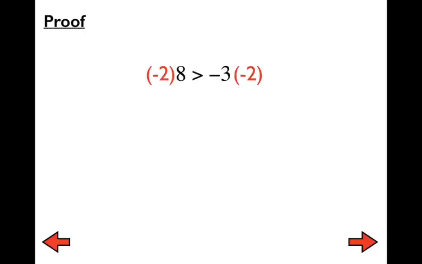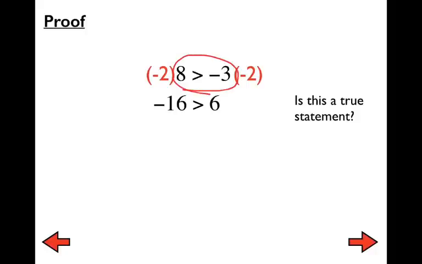But if I told you to multiply both sides of that true inequality by negative 2, on the left-hand side we would now have negative 16. On the right-hand side we would now have positive 6. We now have negative 16 is greater than 6. That inequality, however, is not true. So we started with something that was true, but now we have one that is not true.